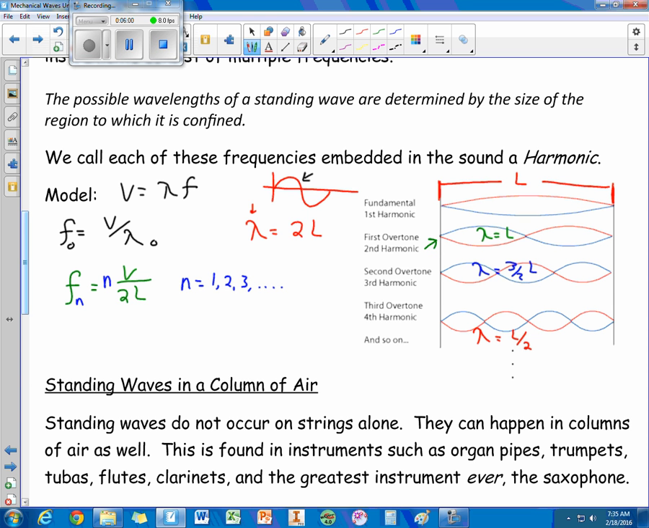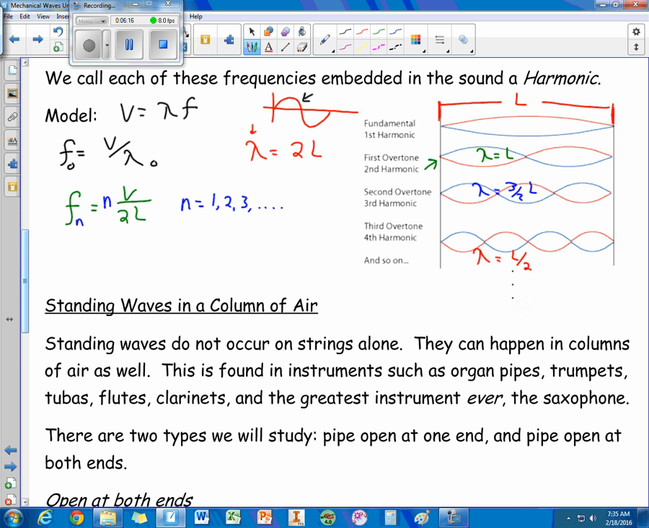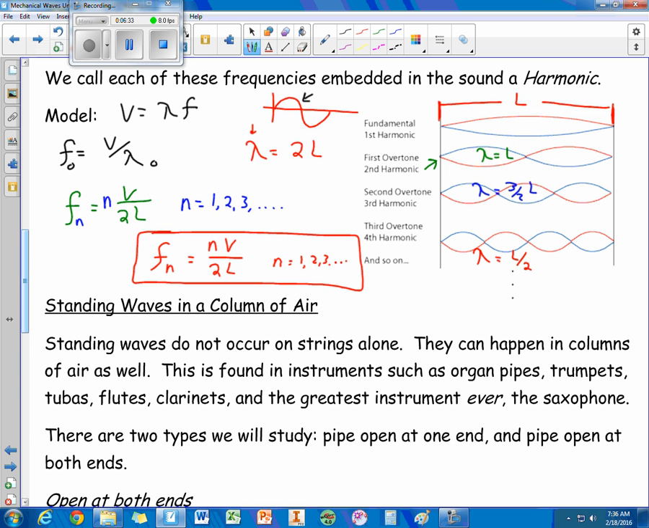And if you go through there and do the math, if you plug in positive integers for n, we can see that this model would give us the frequency for every single one of those harmonics. So for a wave on a string, the model would look like this. We can take a look at some math when we get in class.